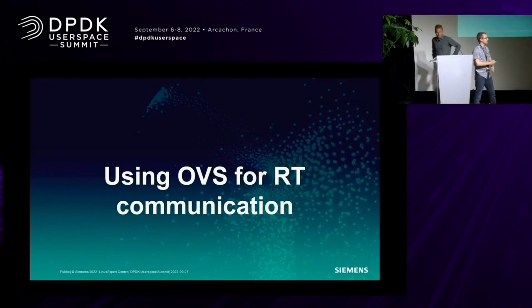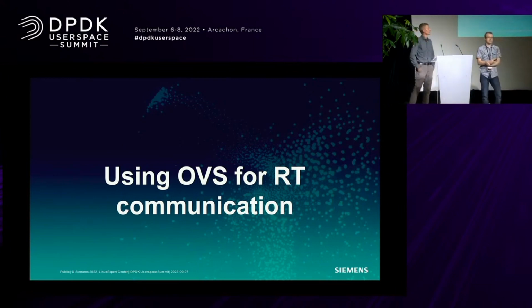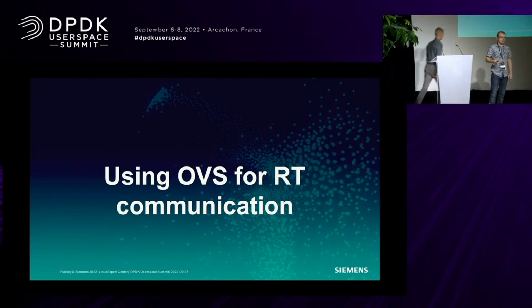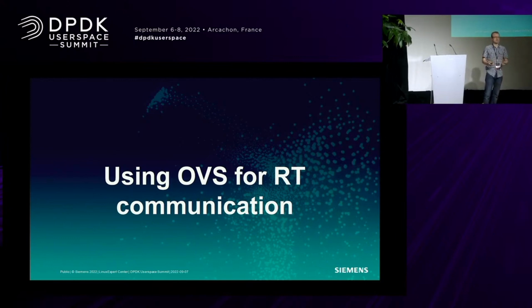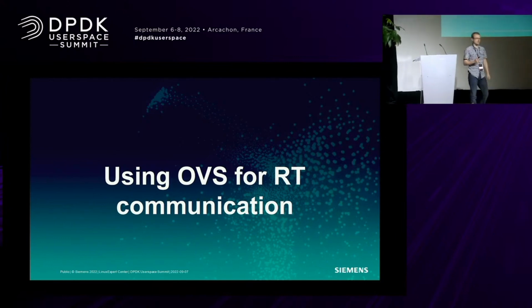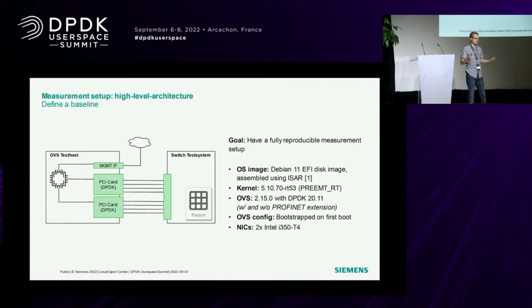Okay, so the next step was to actually test how well the Open vSwitch is suited for this kind of real-time communication. Because as Henning already mentioned, we have a couple of VMs, and we want them to be able to communicate with each other as well as communicate with the outside. And probably the solution that comes to mind first is using the Open vSwitch for that task, because it's exactly made for that.